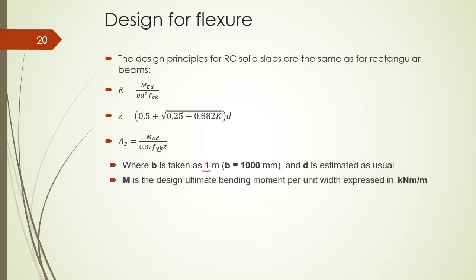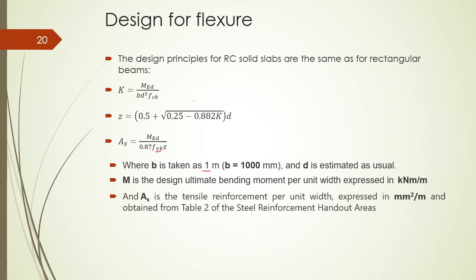M is the design ultimate bending moment per unit width expressed in kilonewton meter per meter. And As is the tensile reinforcement per unit width expressed in millimeter squared per meter and obtained from table 2 of the steel reinforcement handout areas.